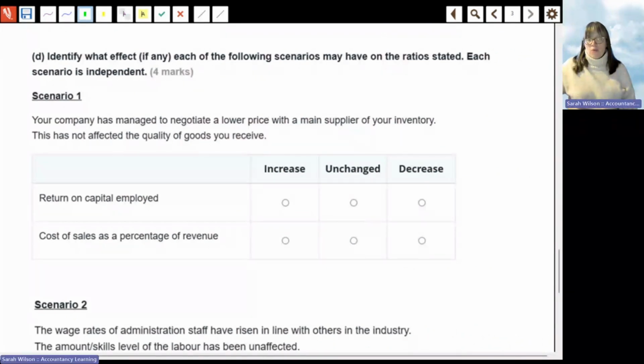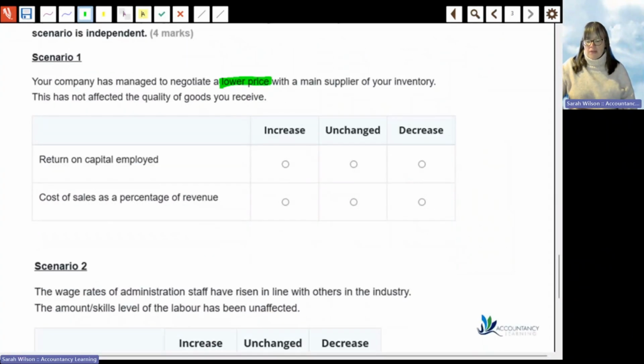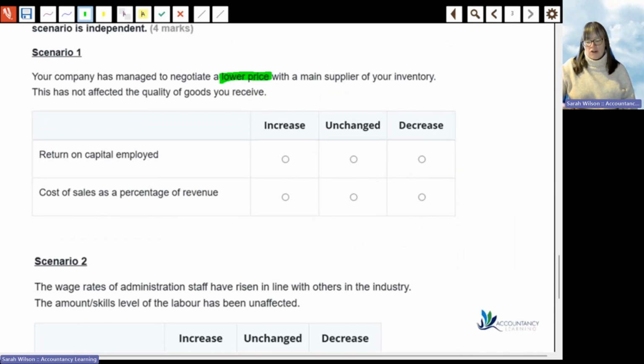Next, identify what effect, if any, each of the following scenarios may have on the ratios stated. Each scenario is independent, so we're looking at these without any connection to the other. Your company has managed to negotiate a lower price with a main supplier of your inventory. This has not affected the quality of goods you receive. So we're going to be looking at return on capital employed and cost of sales as a percentage of revenue.